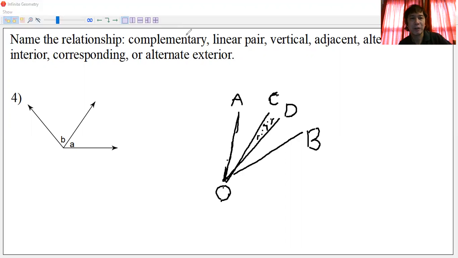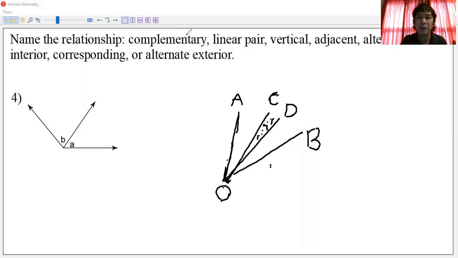Okay, so the definition of an adjacent angle pair: they share a common side, they share a common vertex. The vertex is the connection of the rays here, and that's the common point. You call that the vertex. But they should not have an overlapping interior point.